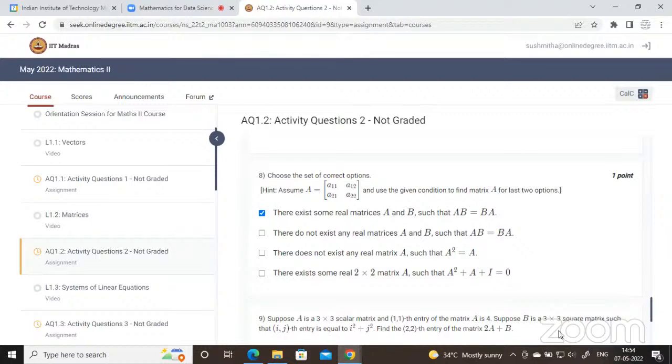If I'm multiplying by 2 here, it asks for the entry of matrix 2A plus B, but I have only one entry. In B I can find all the entries, but in A I have only one entry, the (1,1). But it's a scalar matrix, no? So if I know one entry, it's enough. Yes, ma'am. In a scalar matrix there is only one value, and they gave that.